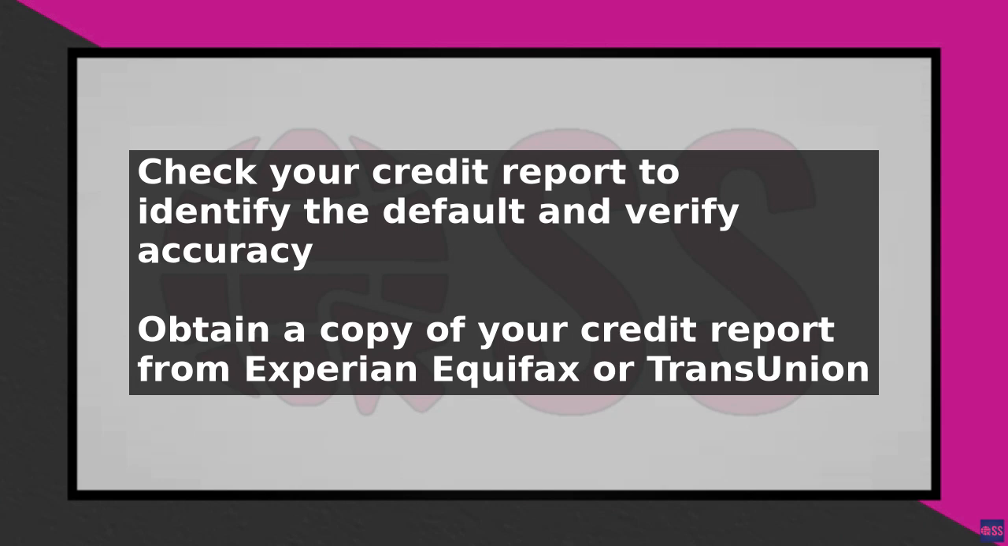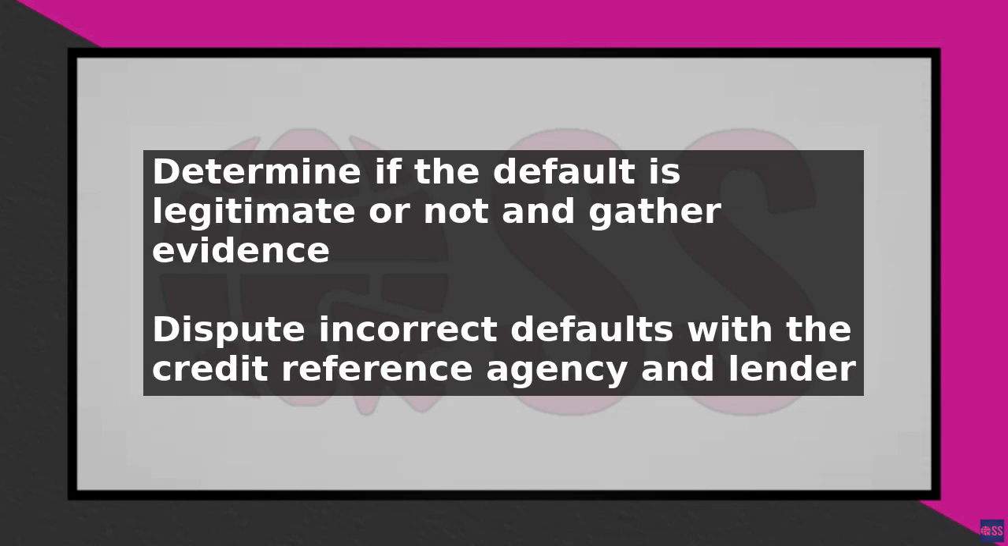Once you have identified the default, you need to determine if it is legitimate or not. If the default is incorrect, you can dispute it with the credit reference agency and the lender. You should provide evidence to support your claim, such as payment records or correspondence with the lender.